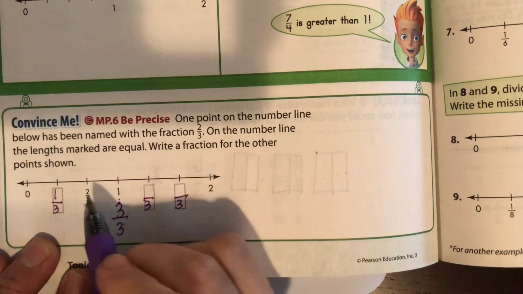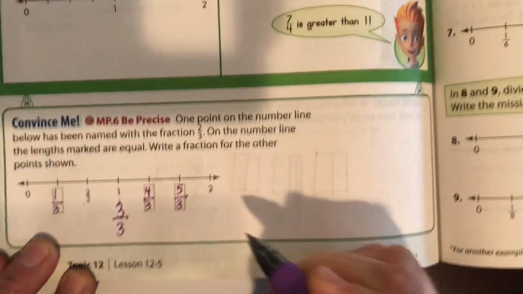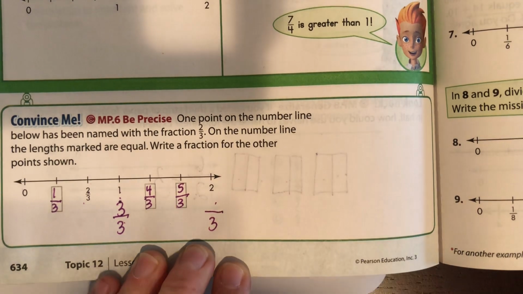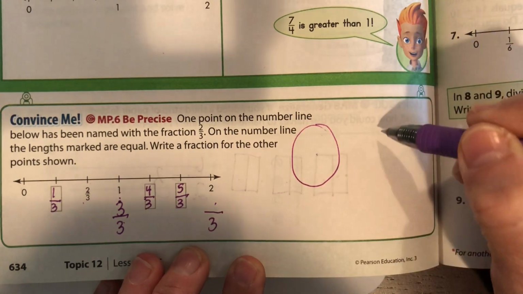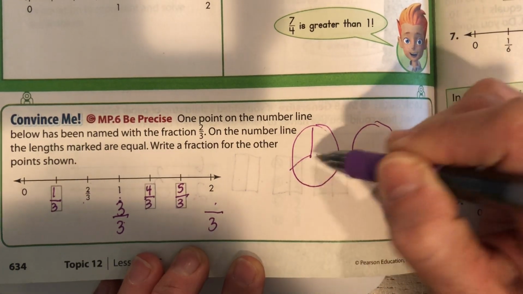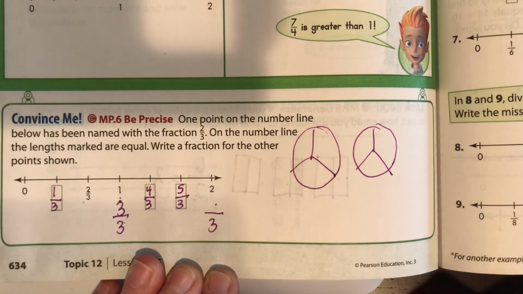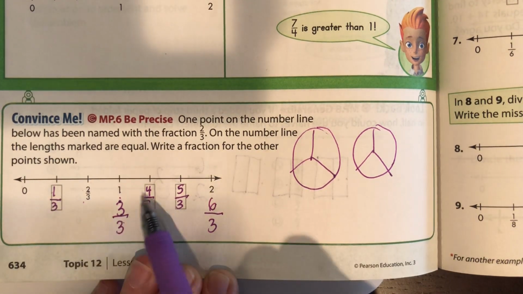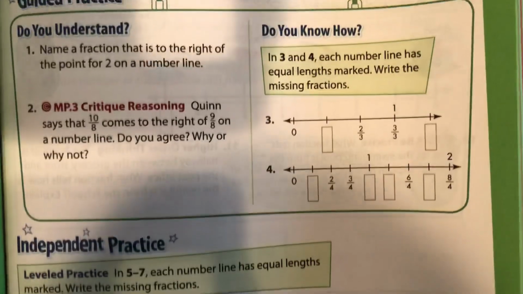Okay, should be 1/3, 2/3, 3/3, 4/3, 5/3. Now, for whole number 2, can you write how many thirds are in 2 wholes? 2 whole pizzas. You break them into thirds. How many thirds are in 2 wholes? Should be 6, right? 1, 2, 3, 4, 5, 6. Okay? Let's take a look at the guided practice here.